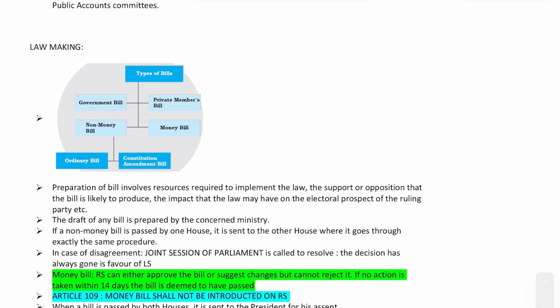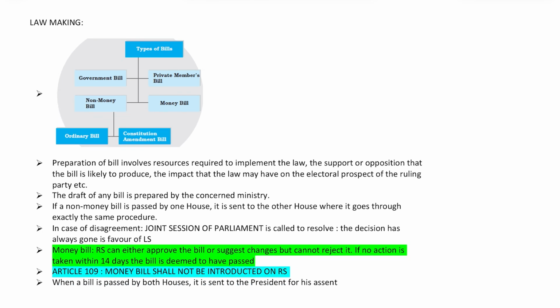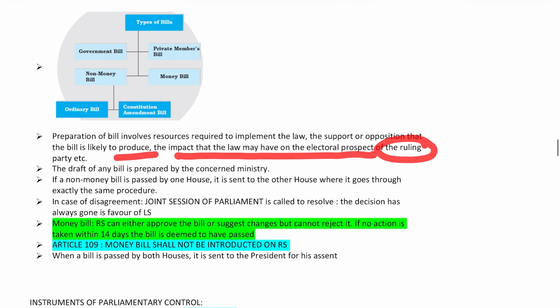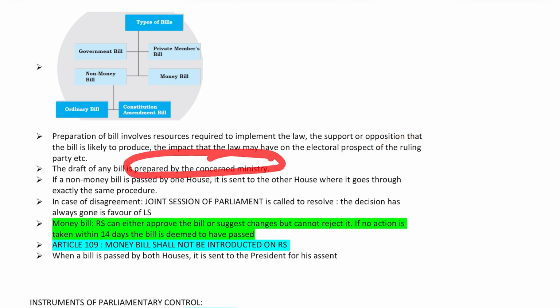In terms of lawmaking, there are basically two types of bills. First is the government bill, then we have the private members bill. Both can be money bills and non-money bills. A non-money bill can be an ordinary bill or a constitutional amendment bill. Preparation of bills involves resources required to implement the law, support or opposition that the bill is likely to produce, the impact that the law may have on the electoral prospect of the ruling party, etc. The draft opinion is prepared by the concerned ministry.